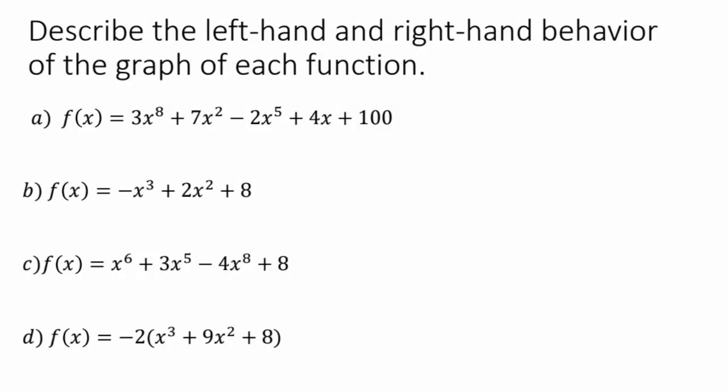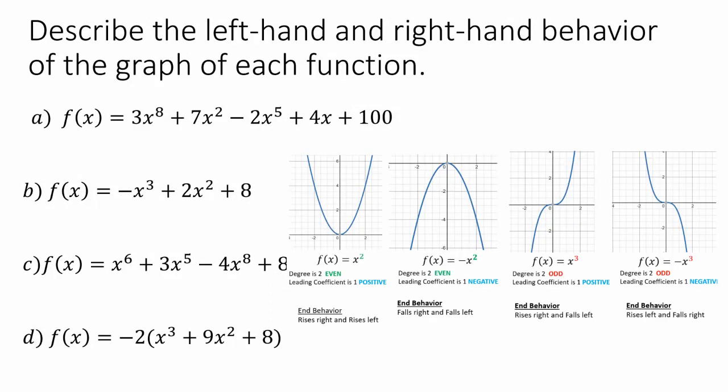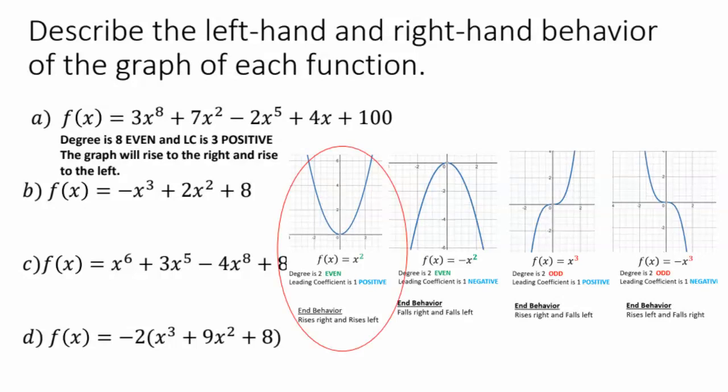So let's go ahead and look at the first one. The exponent 8 is an even number, so this is an even function. If I look at its leading coefficient, which is 3, this is a positive value. So for A, using the leading coefficient test again, this is an even function, and since the leading coefficient is positive, that means that my answer is going to be this first one. The end behavior is going to rise on the left and rise on the right.